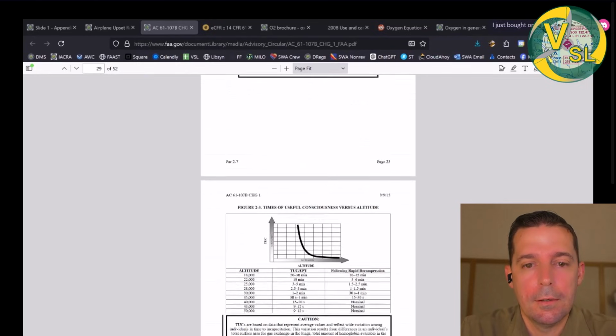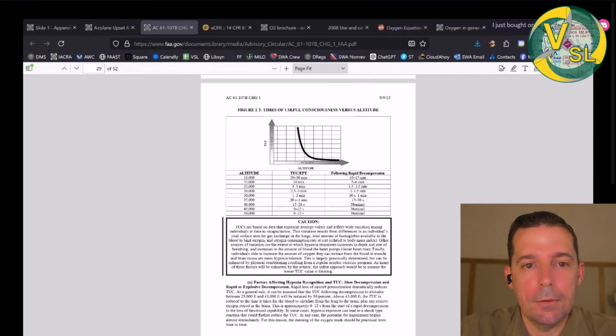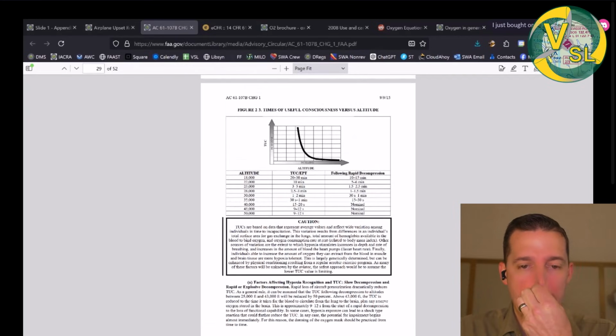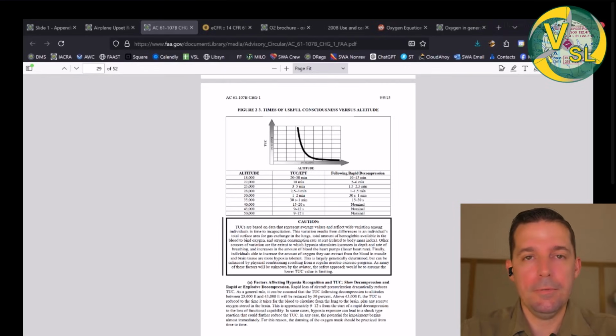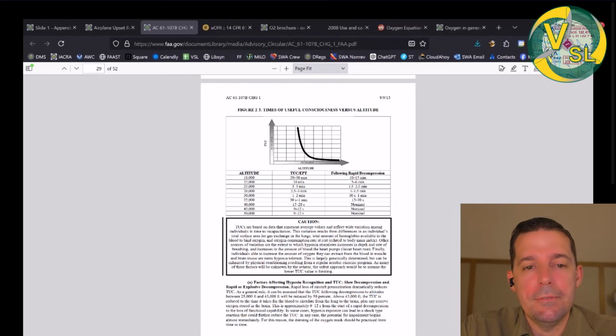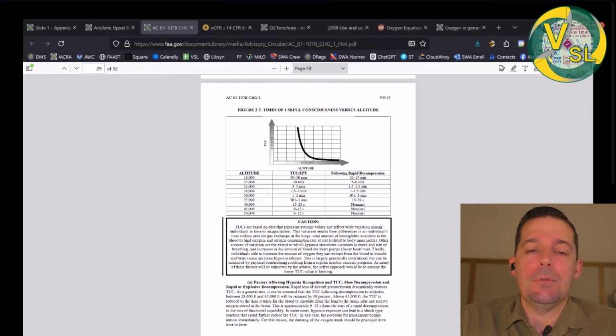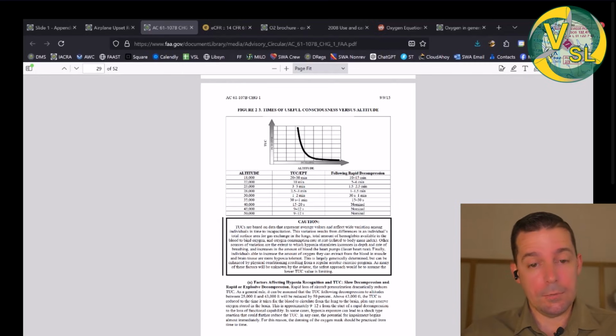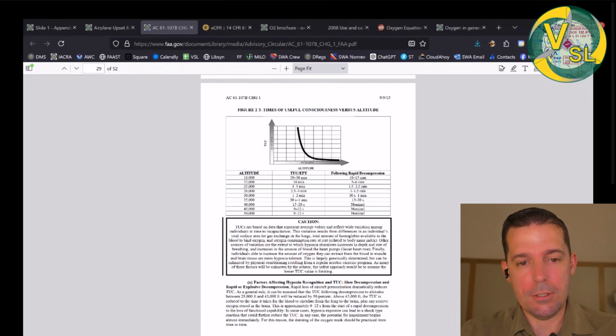All right. So here we go. Time of useful consciousness. This is something that was mentioned in a couple of the different airman certification standards, and we have the table here of our time of useful consciousness. At 18,000 feet, our TUC is 20 to 30 minutes, and with a rapid decompression it's only 10 to 15. So if we've slowly gotten up there unpressurized, we have a little bit longer than if a rapid decompression has taken over. It talks about why a rapid decompression versus a slow decompression affect us differently.